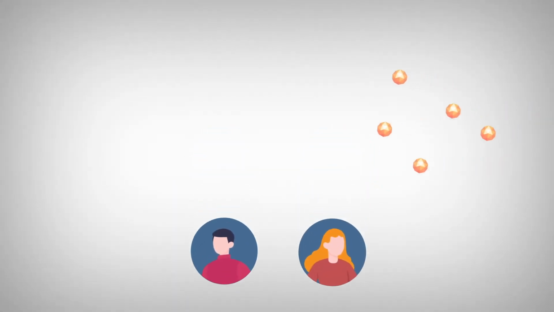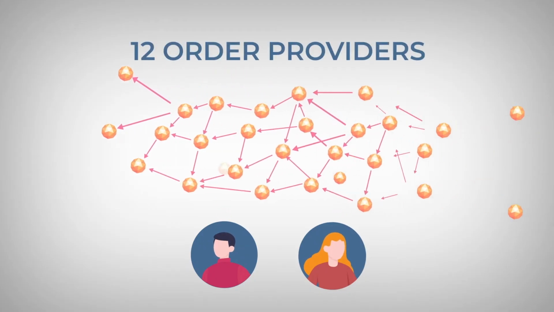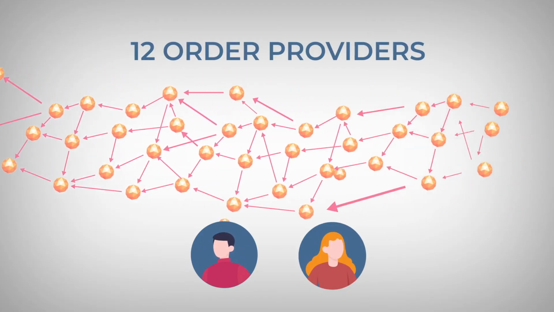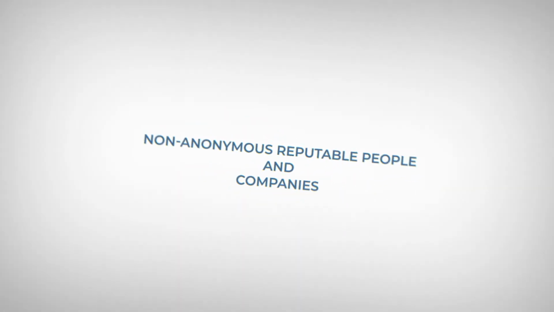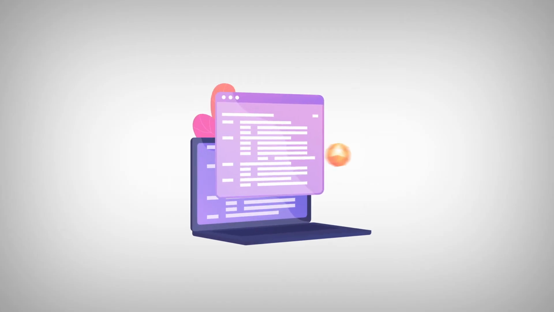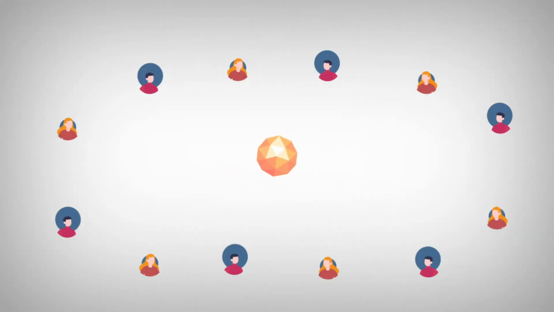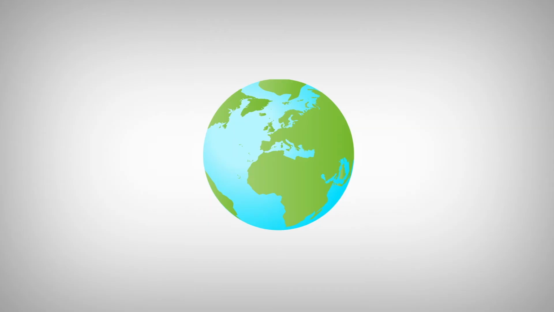Order providers help support the network by constantly issuing transactions. There are 12 order providers selected for each transaction, and they were voted for and chosen by the community. Order providers are non-anonymous, reputable people and companies who pledge to run a software that makes them constantly post their own transactions. If any order provider acts in bad faith, they will be removed, risking their real-world reputation.